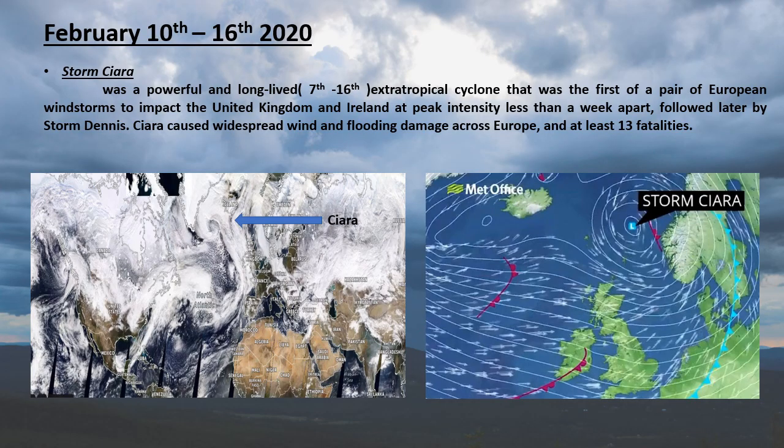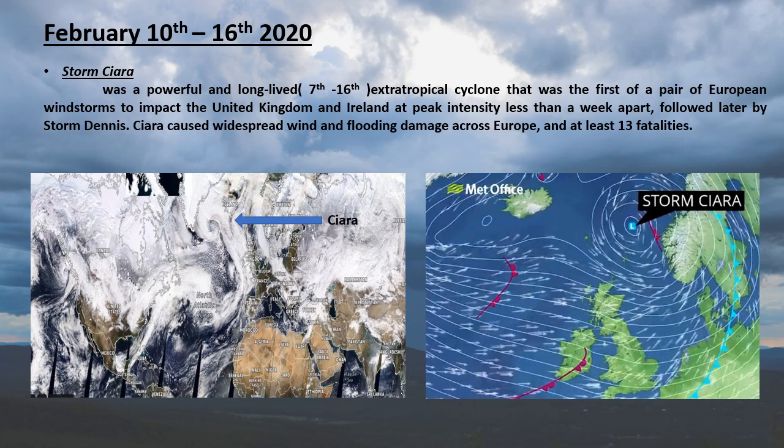So now let's get into the events which happened in this particular week. The first one which I'm here to talk about is Storm Ciara. This was a particularly strong extratropical cyclone, which was the first of a pair of European windstorms that formed in the North Atlantic region, and the second one was Dennis, which we'll come to later. This caused widespread rain across the European region, and also caused widespread damage in this region.